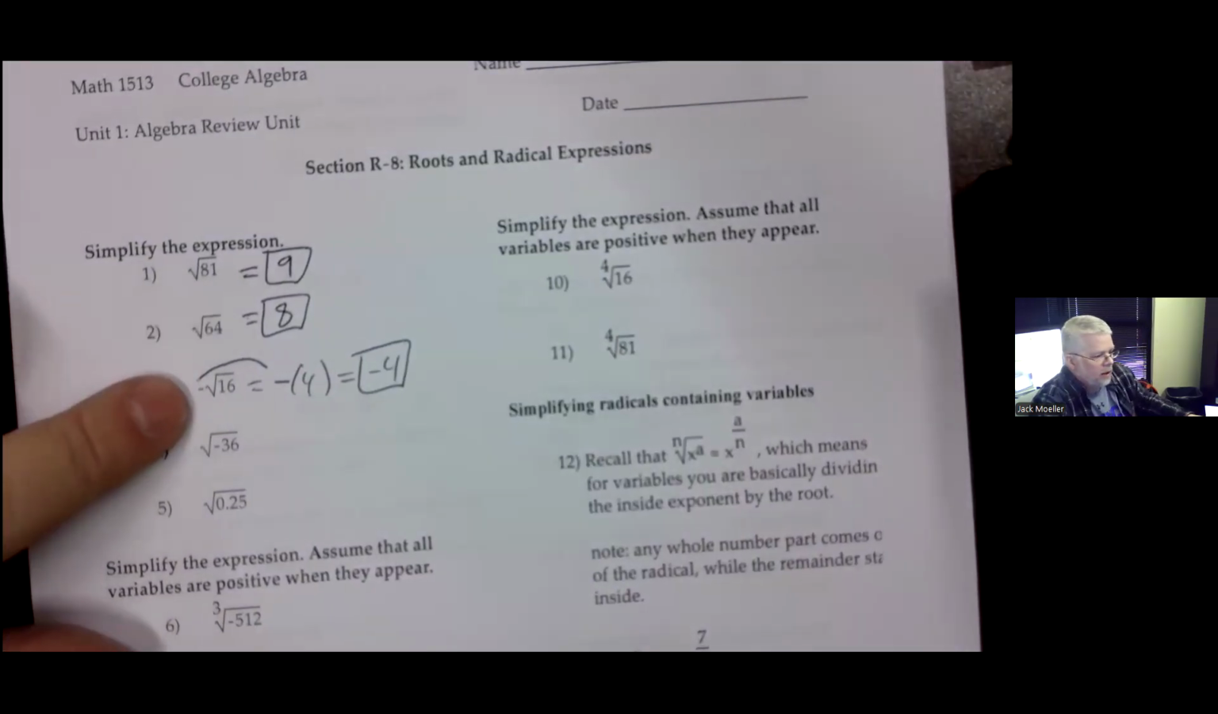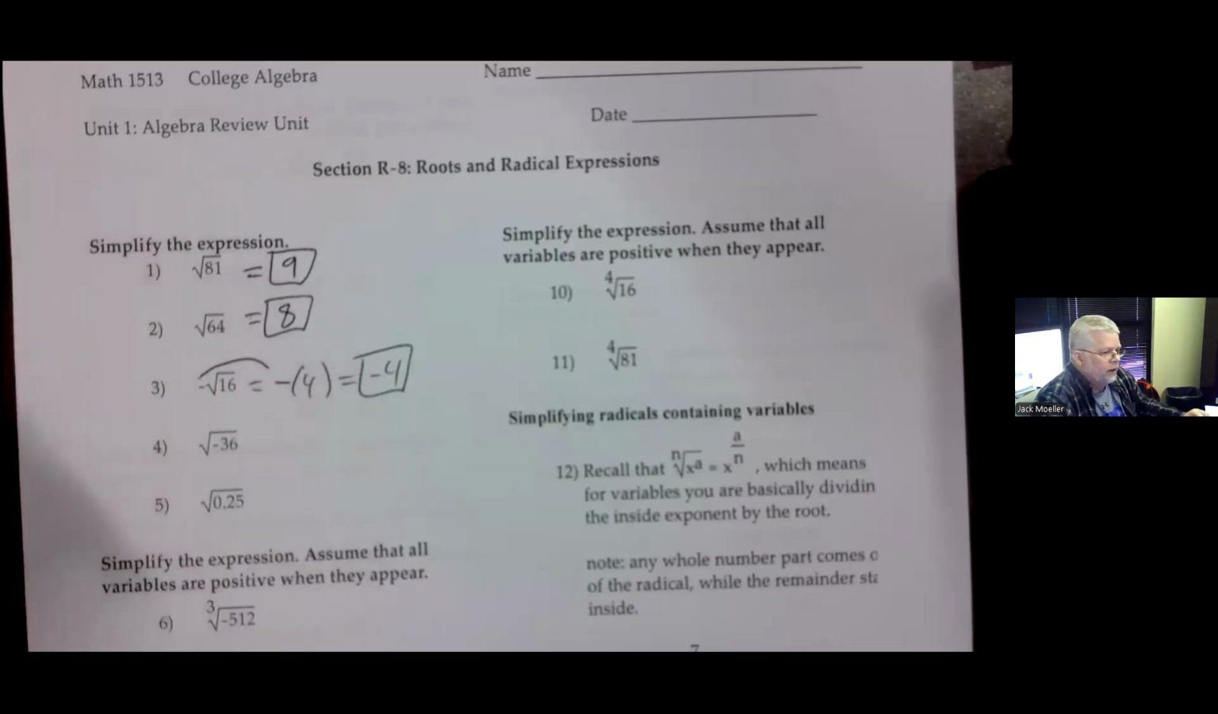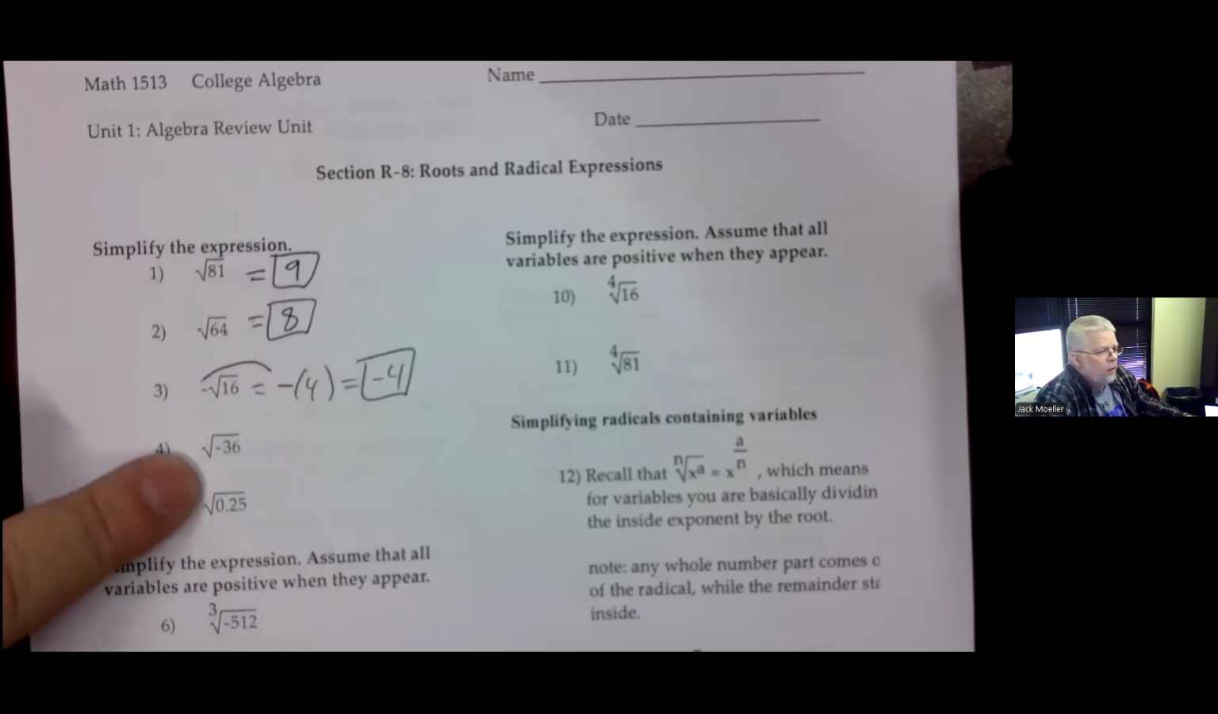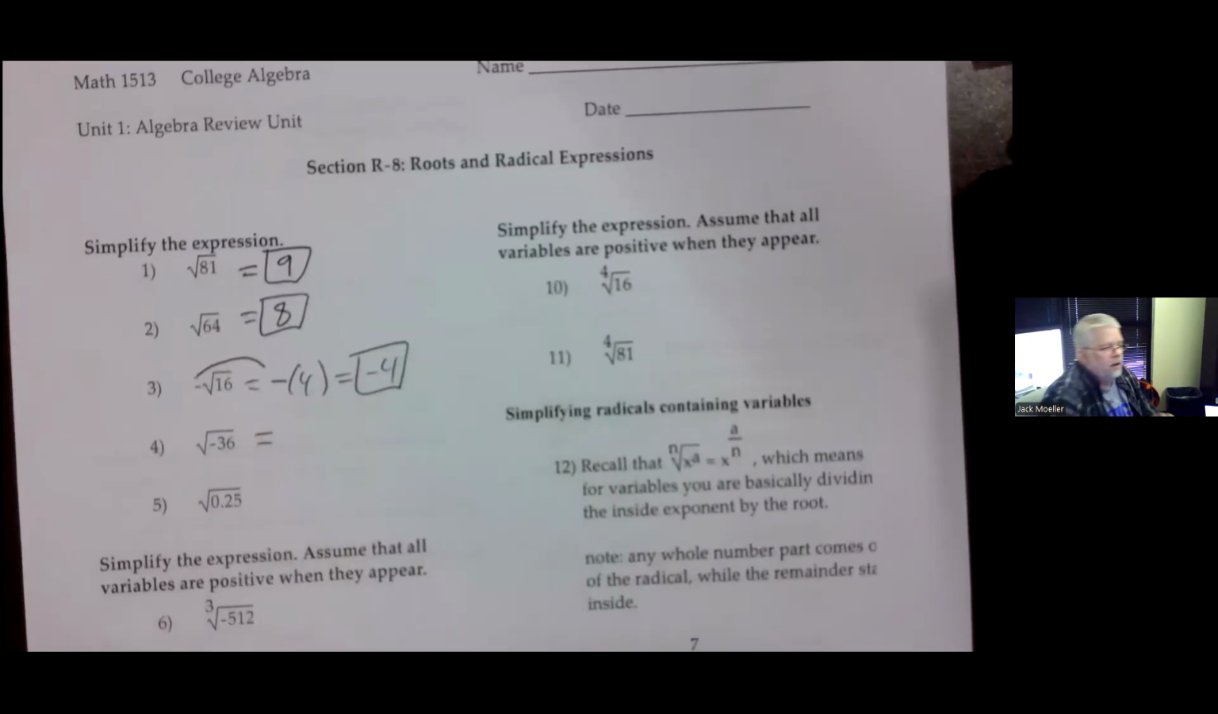So we're fine if we have negatives outside our square roots. It just means the answer is going to be negative. What about the square root of -36? What number times itself gives us -36?